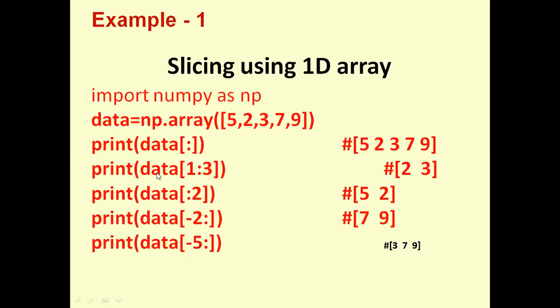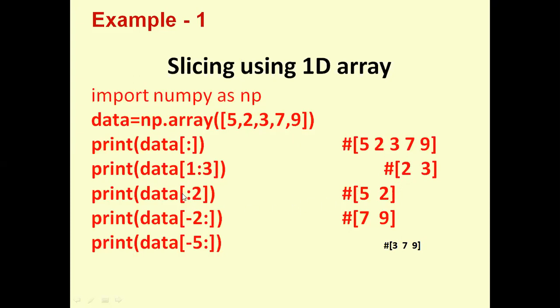So print data. Data is a variable which is holding these values, and 1 colon 3. What does 1 colon 3 mean? From the first position it will leave, and the next two elements will be displayed. First 5 will be removed from this output and the other two elements will be displayed. 2 comma 3 will be displayed.